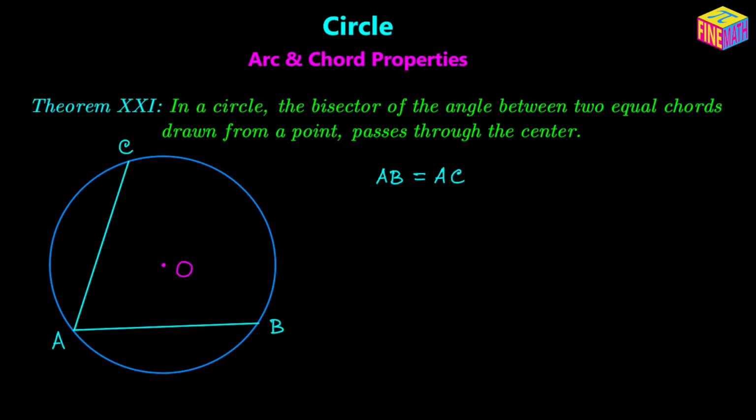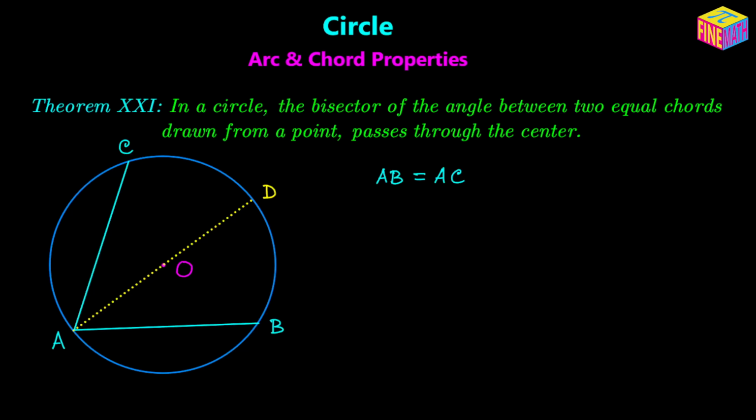And then I'm going to draw a bisector of the angle included between AB and AC, that is the angle CAB. So if we draw the bisector of that angle, let's suppose AD is the bisector of that angle, we have to prove that AD goes through the center. That means AD is a diameter because that is the only chord that goes through the center of a circle. So somehow if we can prove that AD is a diameter, then our theorem will be proved.